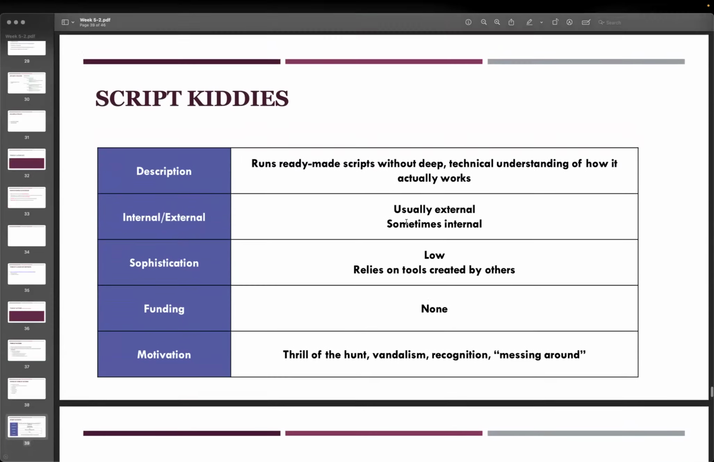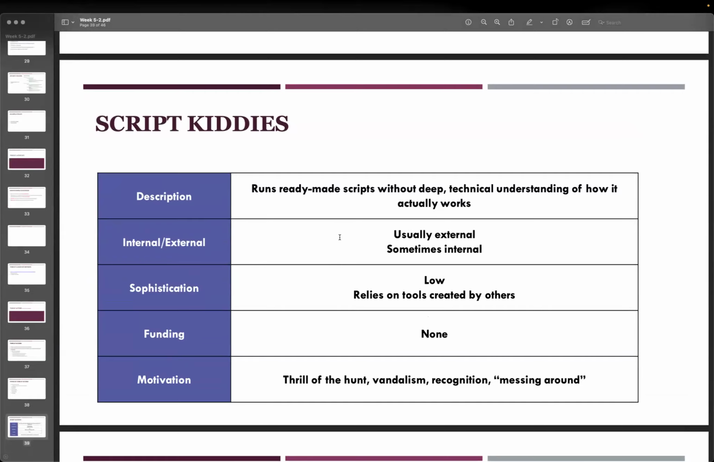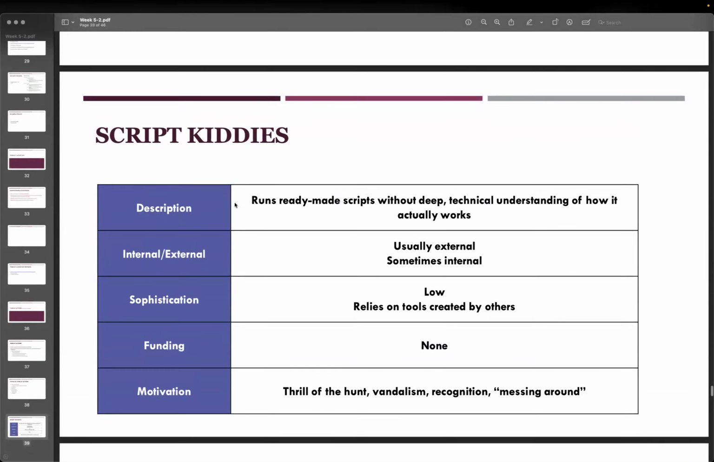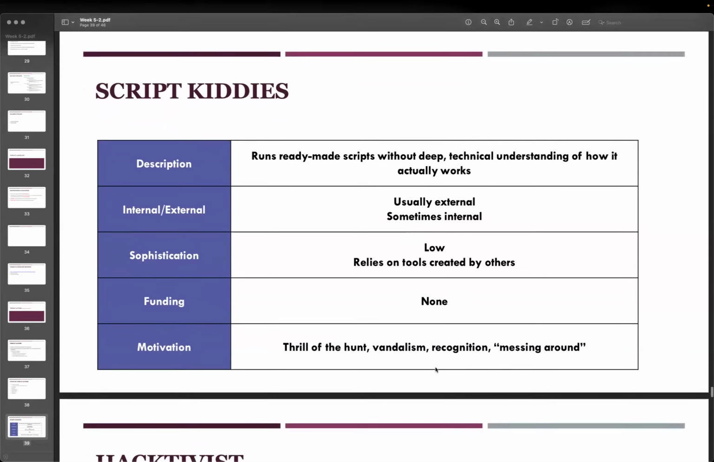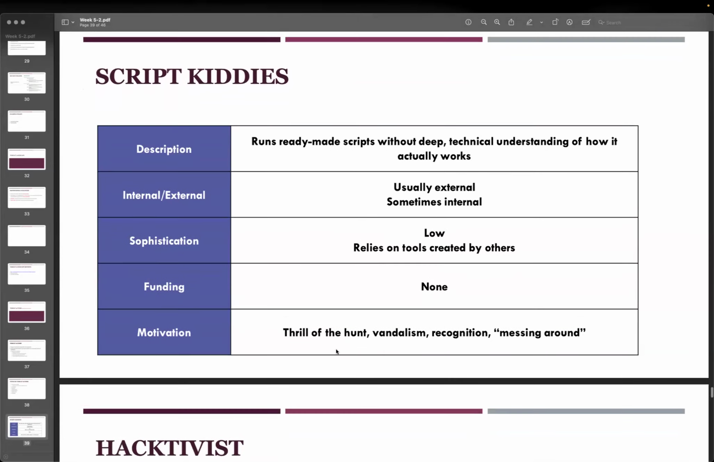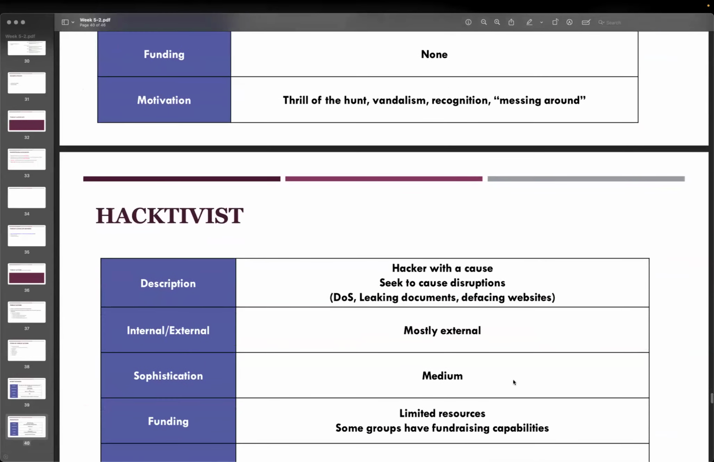And here are details about the different actors. Let's say the script kiddies run ready-made scripts, so they do not need a deep technical understanding of how it actually works. They are usually external, sometimes internal, but mostly external. Their sophistication is low, and they rely on tools created by others. They are non-funded. Variations include maybe fun, vandalism, or recognition, harassment.